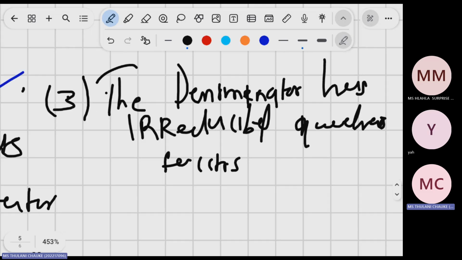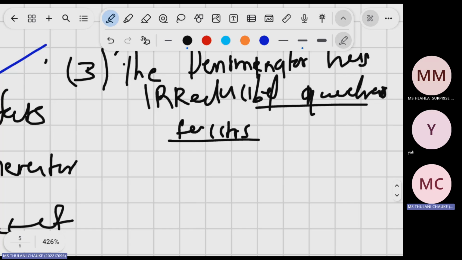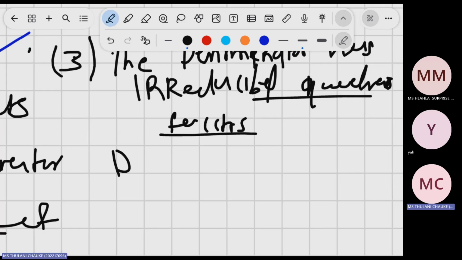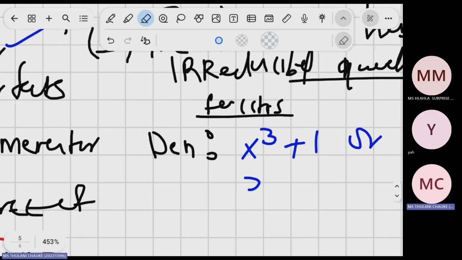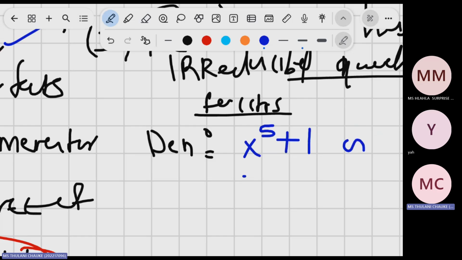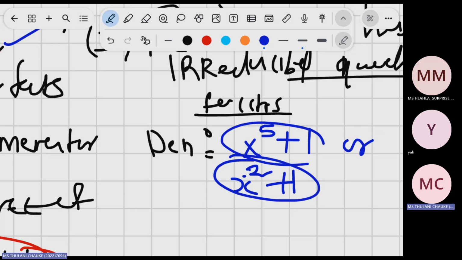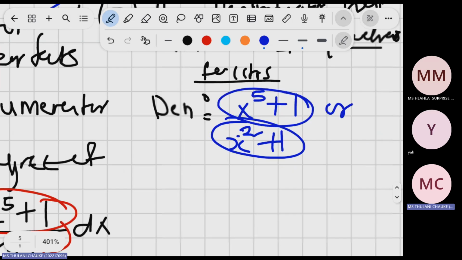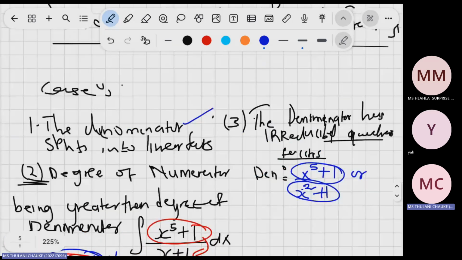The denominator is an irreducible quadratic factor, meaning that on your denominator you find that you have, say, x cubed plus 1, or maybe this one can be factorized. Let me just write something, let's say you have x^5 plus 1, or you have x^2 plus 1. Yeah, we know that we can factorize both of these, né? So that's what we mean when we say irreducible. So we'll do an example of that.